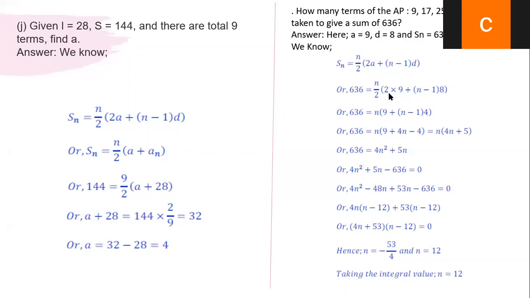Okay, here they have taken 2 common. 2 9s are 18 plus 9 n minus 1 into 8. Here they have taken 2 common, that 2 and 2 they cancel. 9 plus n minus 1 into 4.